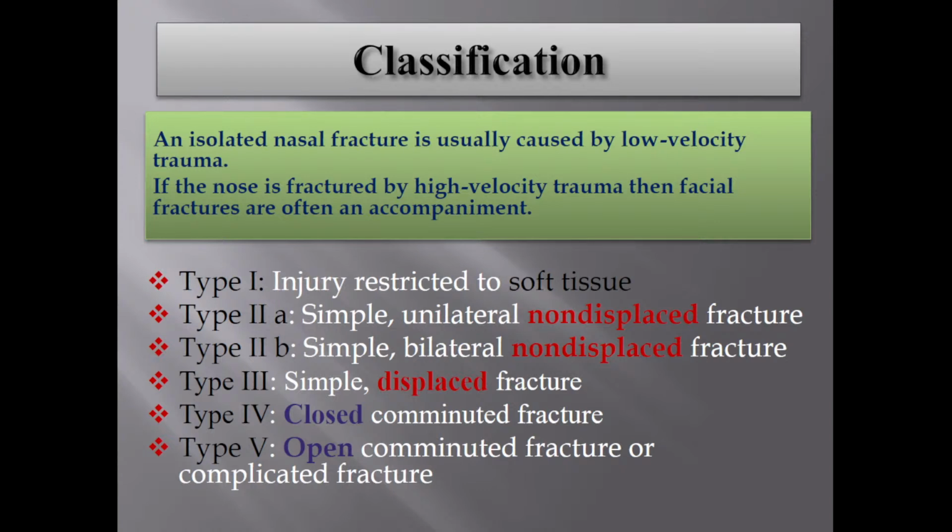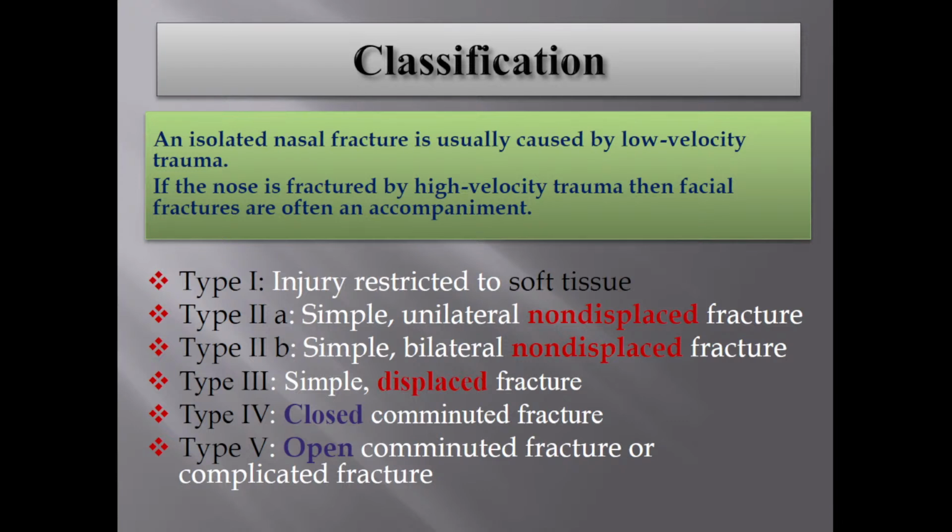5 types of nasal fractures. Nasal fractures can be classified on a scale depicting the severity of the injury, and isolated nasal fracture is usually caused by low velocity trauma. If the nose is fractured by high velocity trauma, then facial fractures are often accompanied.